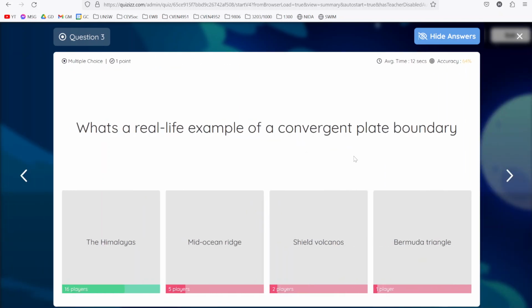So the Himalayas is a mountain range, right? That's your continental to continental plate boundary interaction. Remember the buckling thing to create the mountains. Mid-ocean ridge would be a divergent example, but underwater.